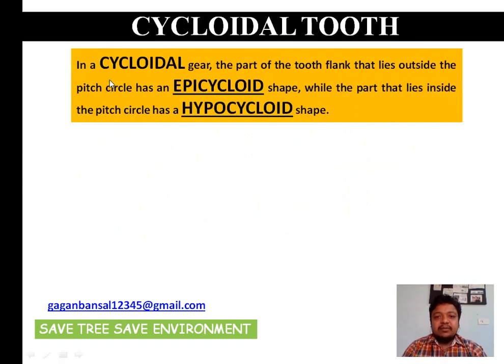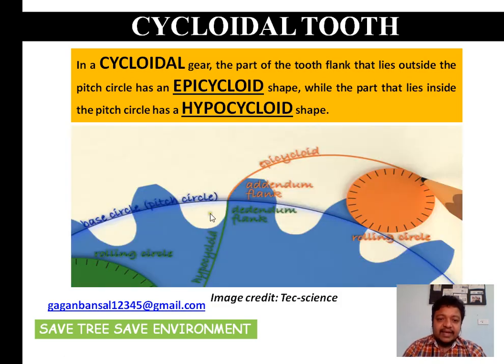In short, in a cycloidal gear, the part of tooth flank that lies outside the pitch circle has an epicycloid shape, while the part that lies inside the pitch circle has a hypocycloid shape. What does it mean? Suppose we have a base circle or a pitch circle. If the circle rolls outside the circumference of the fixed circle, it is making an epicycloid profile, but when it is rolling inside, it is known as hypocycloid.